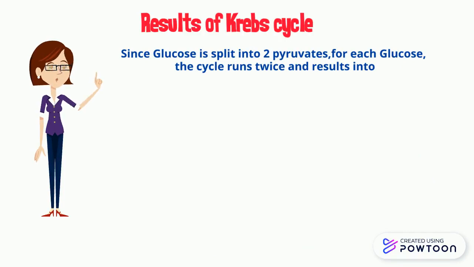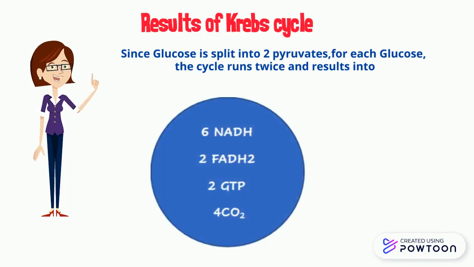Since glucose is split into 2 pyruvates, for each glucose the cycle runs twice and results in 6 NADH, 2 FADH2, 2 GTP, and 4 carbon dioxides. All NADH and FADH2 are next fed to the electron transport chain for the generation of ATP.